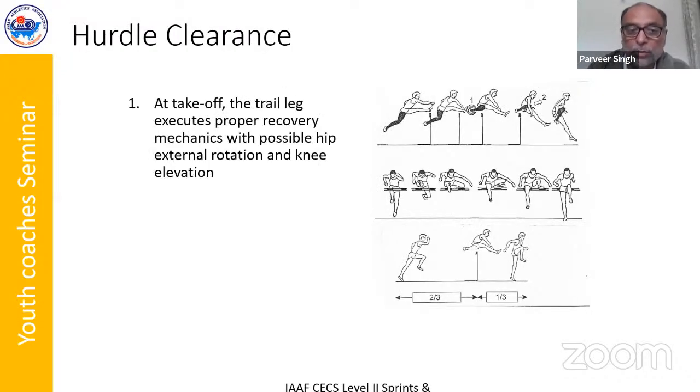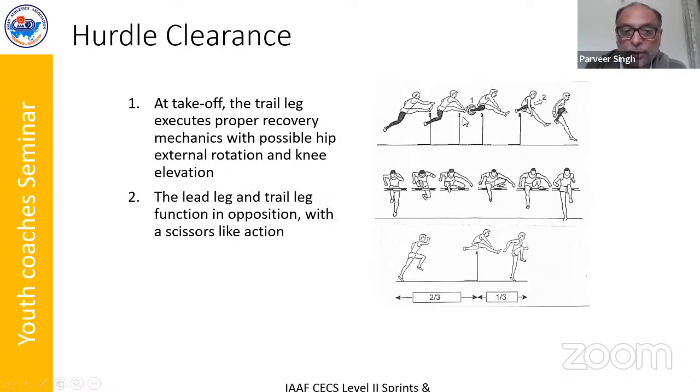So after takeoff, the trail leg executes proper recovery mechanics with possible hip external rotation and knee elevation. So it recovers, with the hip external and the knee lifting up, and there is external rotation from the hips. The lead leg and trail leg function in opposition with a scissor-like action. Over the hurdle, it works like a scissor action. As the lead leg pulls down, the trail leg moves forward. This scissor-like action happens along the hip.